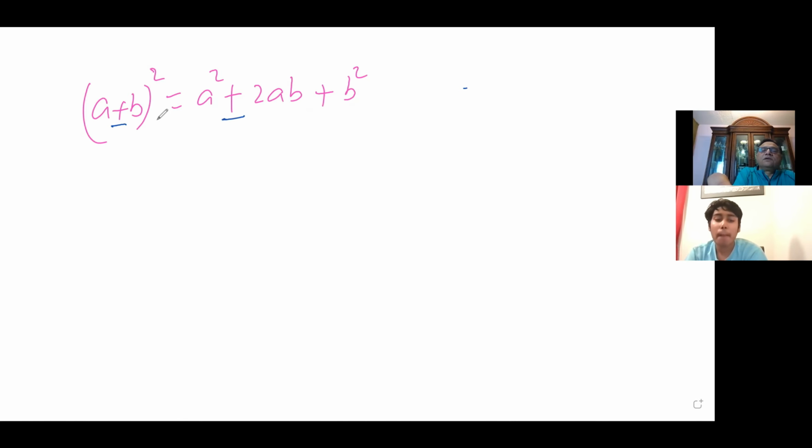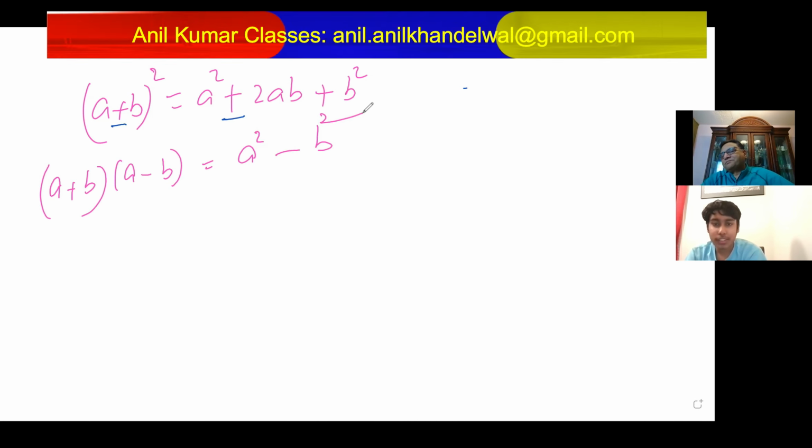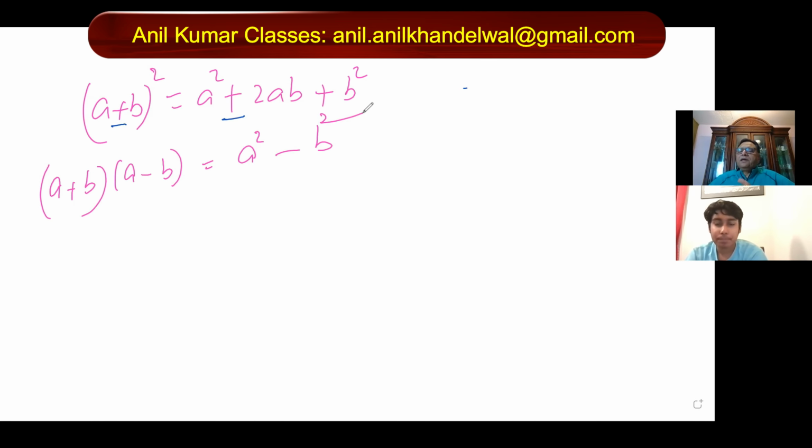So we have understood now one more formula. a plus b whole square we know as a square plus 2ab plus b square. If I make this negative, then that becomes negative, correct? Yes, sir. I also have learned one more formula, which is a plus b times a minus b equals a square minus b square. Clear? Yeah.